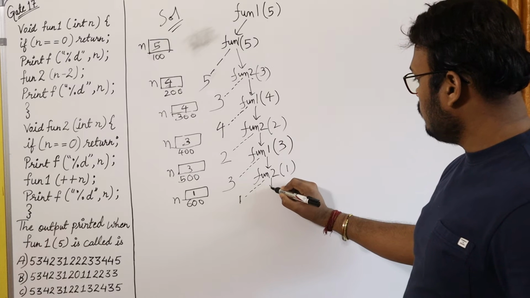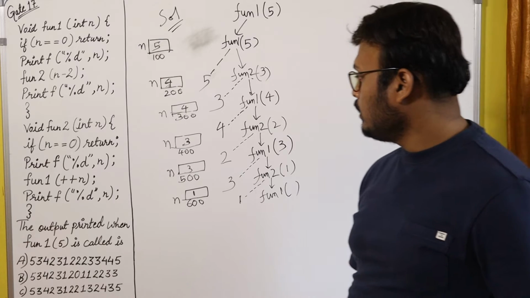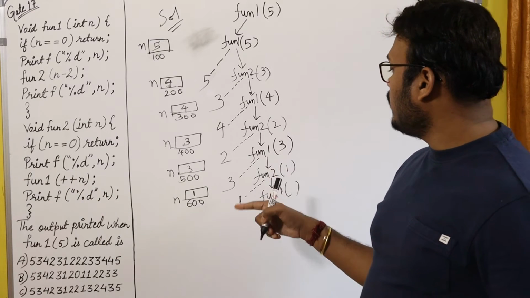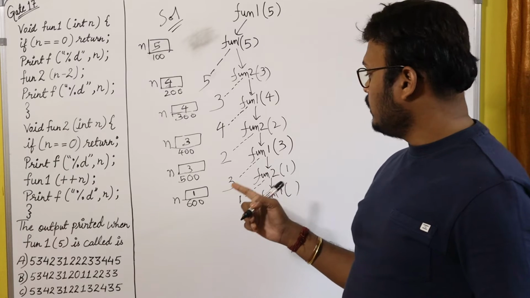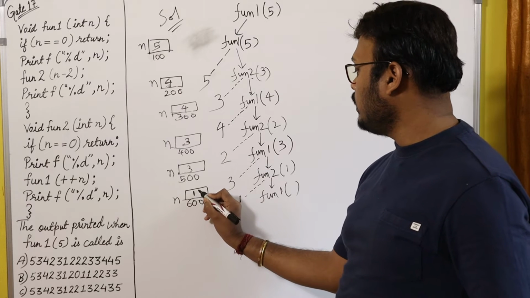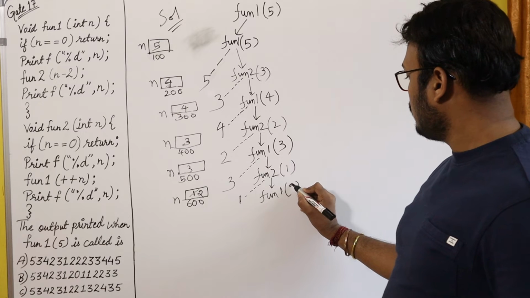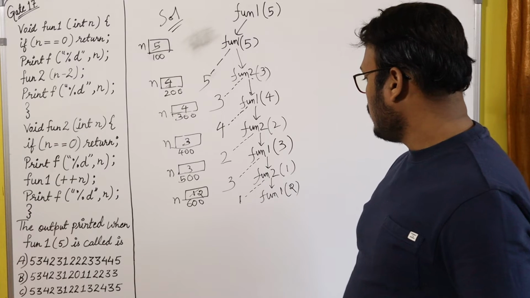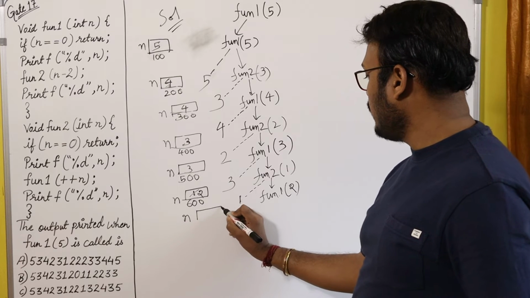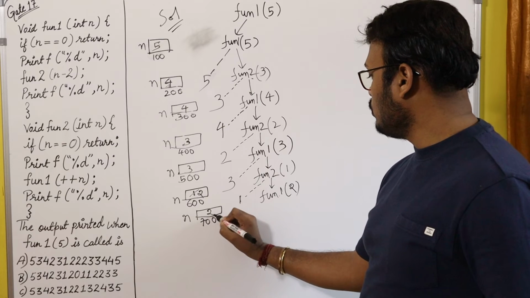Fine. So now fun1 has been called here with plus n. Plus n means whatever value this n received, it will get incremented. So it became 2. Fine. So now this 2 will be here. And for fun1, a new local variable will be there with address 700 and its value is 2.